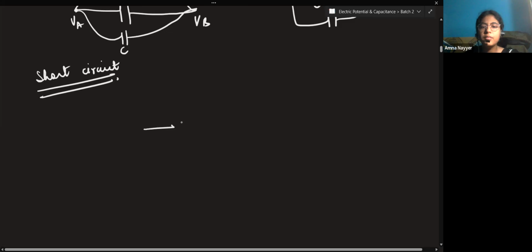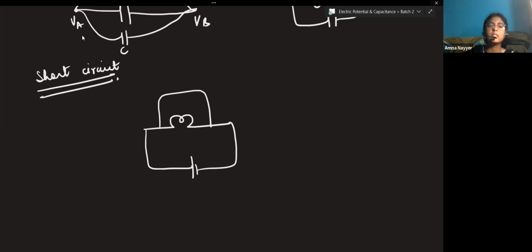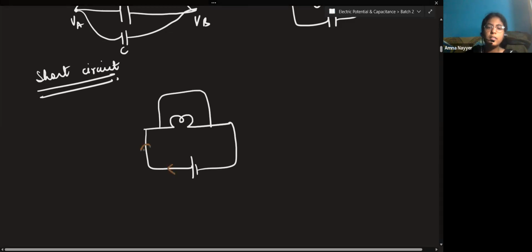So what happens if this is a bulb, connected to a cell, and you have added a wire in this manner? All the charges that flow across this, instead of passing through the bulb, pass through this wire and then come back. So the bulb does not receive any charge, and this is valid for current also.